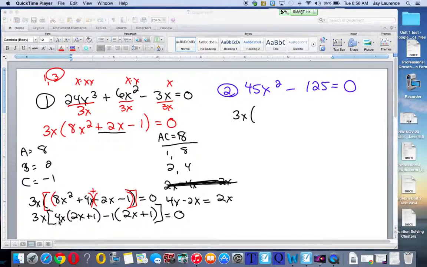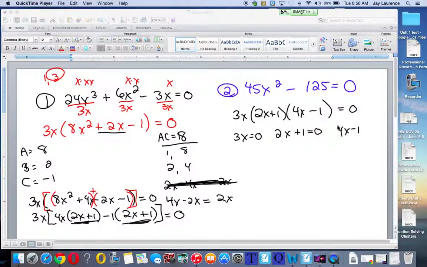Now, the GCF here looks like it's this quantity, 2x plus 1. And then I'm left with a 4x and a minus 1, or a negative 1. Now that it equals 0, I have to write 3 equations. I'm going to write 3x equals 0. I'm going to solve for x. I'm going to write 2x plus 1 equals 0. I'm going to solve for x. And then I'm going to write 4x minus 1 equals 0 and solve for x.